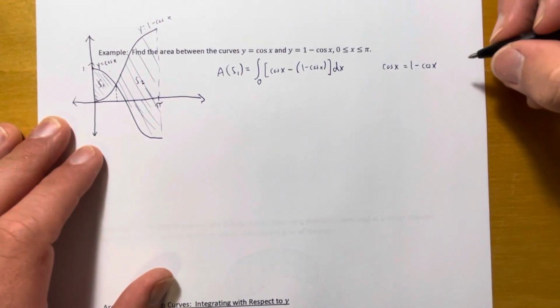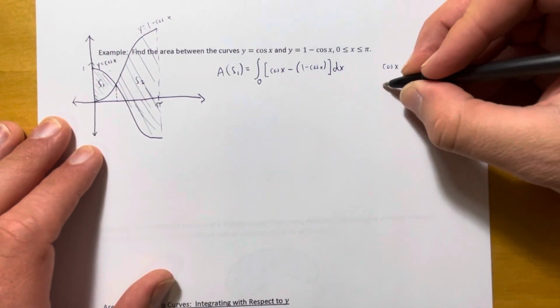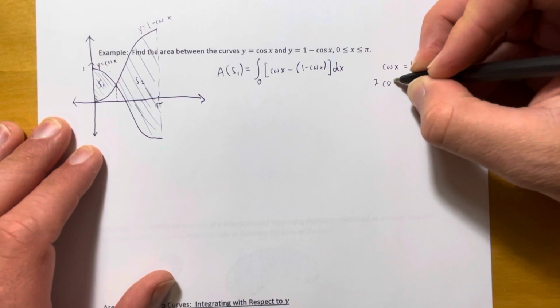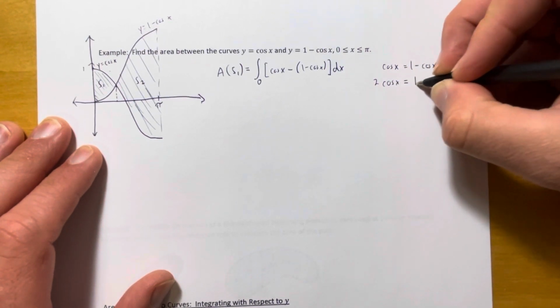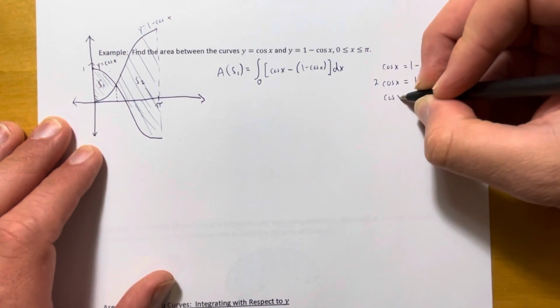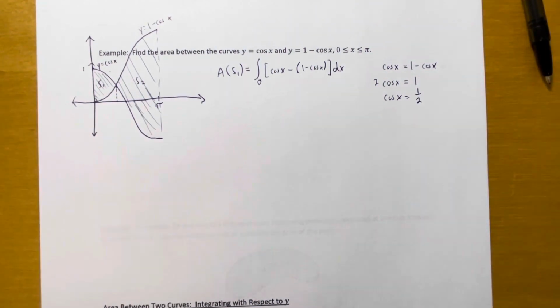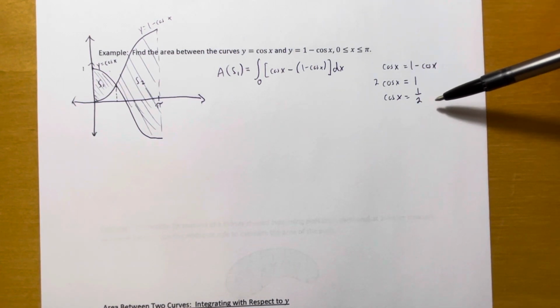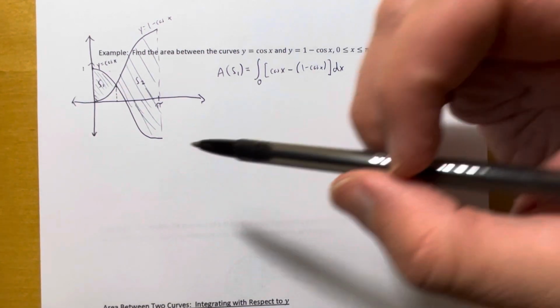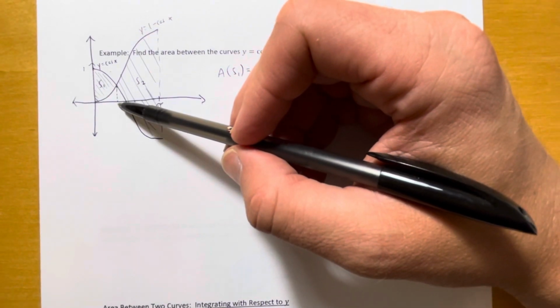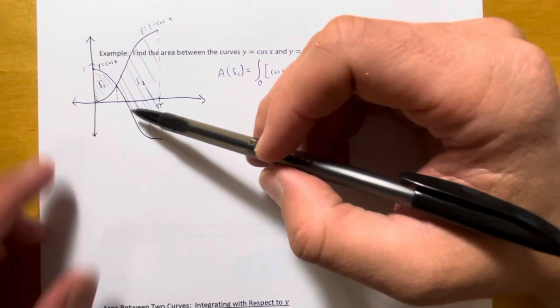Then I solve this equation. If I add that cosine of x over, I'm going to get 2 cosine of x equals 1, or cosine of x equals 1/2. If you remember solving trigonometric equations in your trigonometry class, you should know that this equation has infinitely many solutions. But we don't really care about that because we know that the solution we're looking for lives right here, right? It's between 0 and pi.